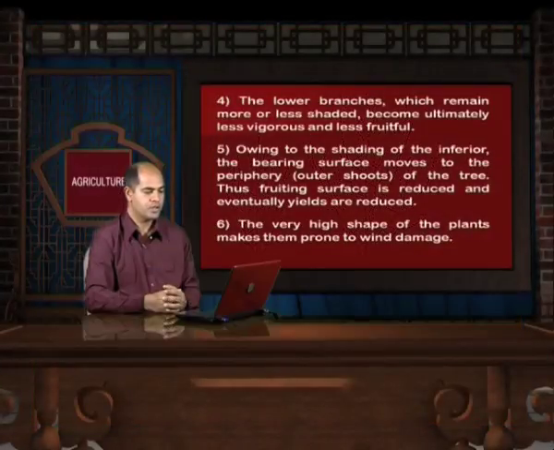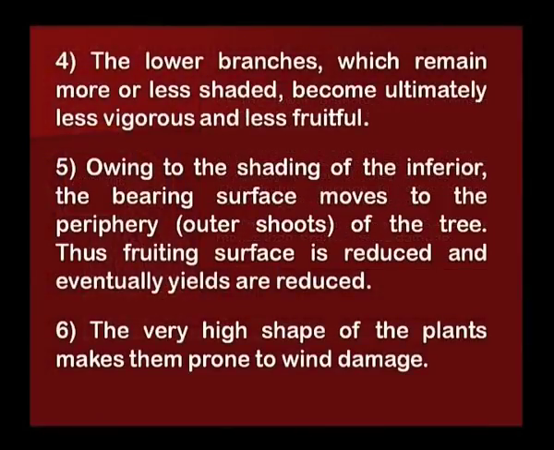The lower branches, which remain more or less shaded, become ultimately less vigorous and less fruitful. Owing to the shading of the inferior branches, the bearing surface moves to the periphery, that is, the outer shoots of the tree, thus the fruiting surface is reduced and eventually yields are reduced.